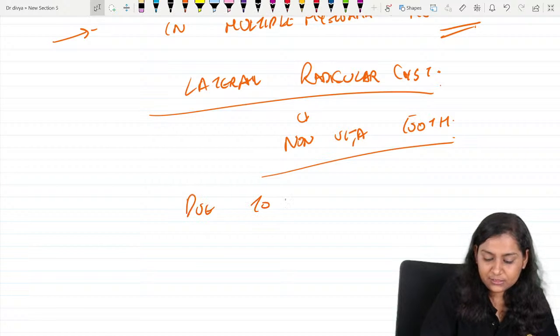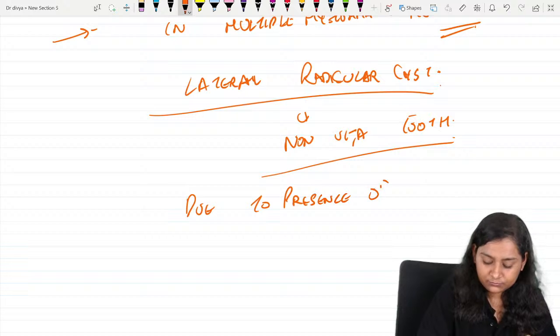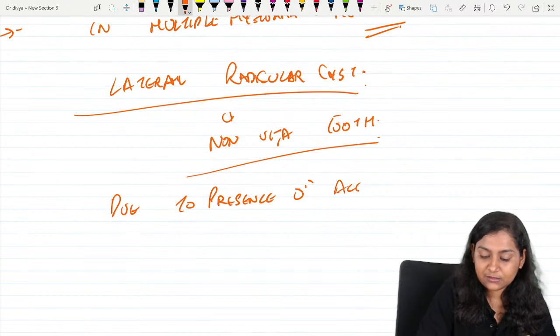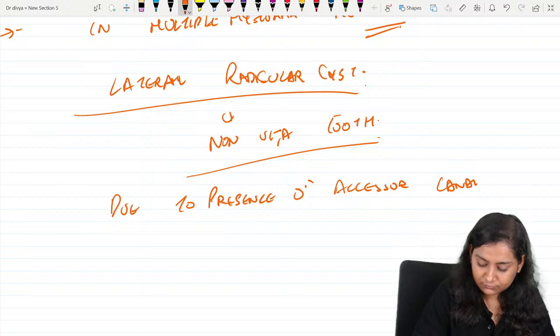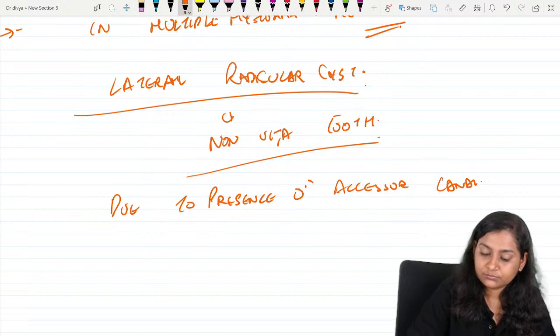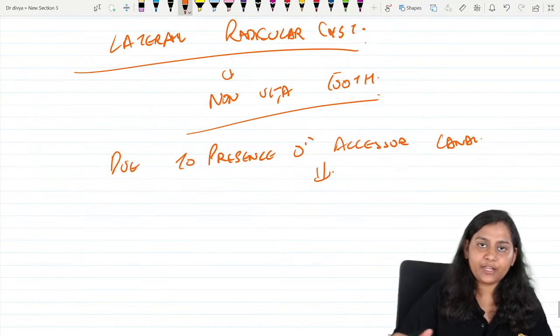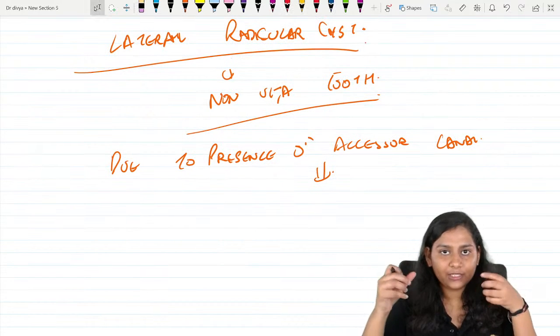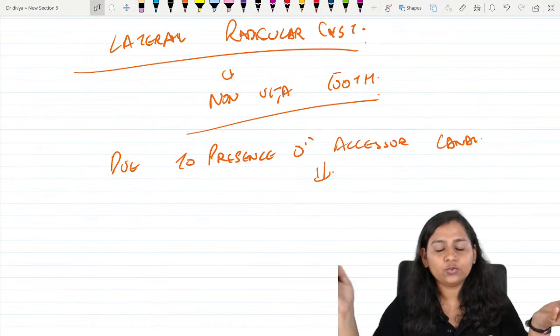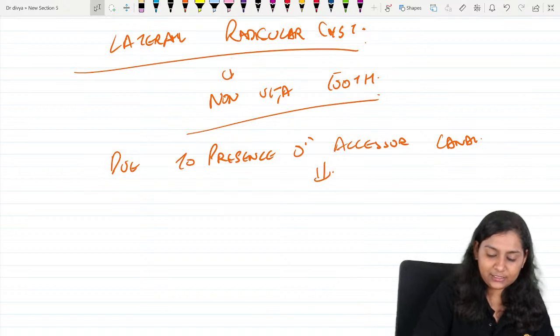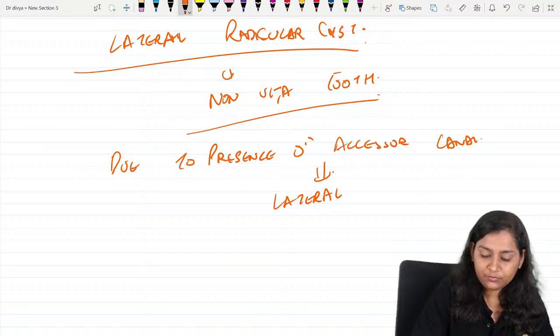Due to the presence of accessory canals, the infection through these accessory or lateral canals has gone towards the lateral part of the tooth. That is why it is present on the lateral surface of the root.